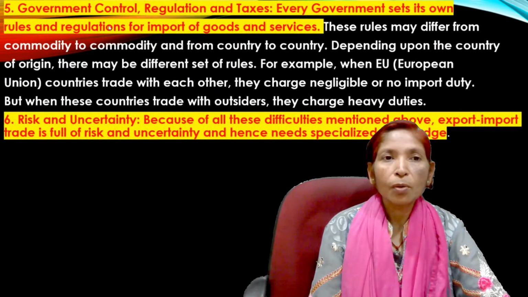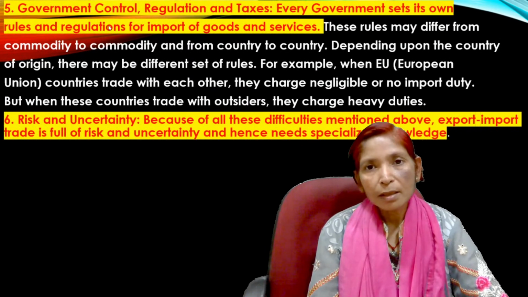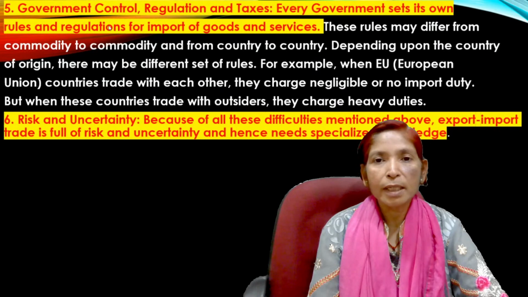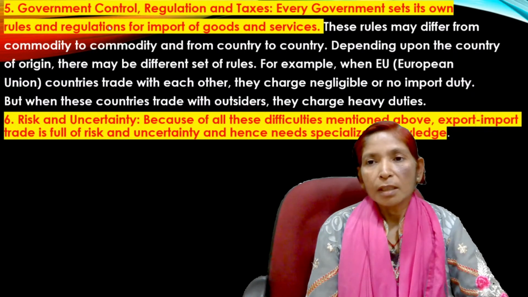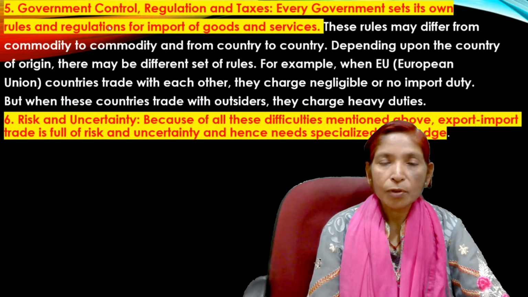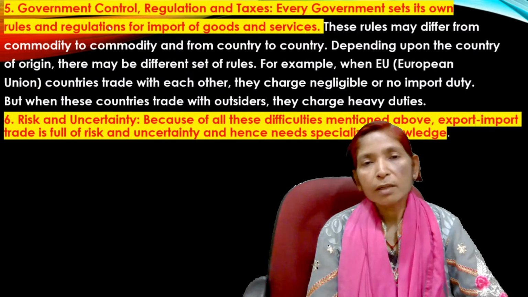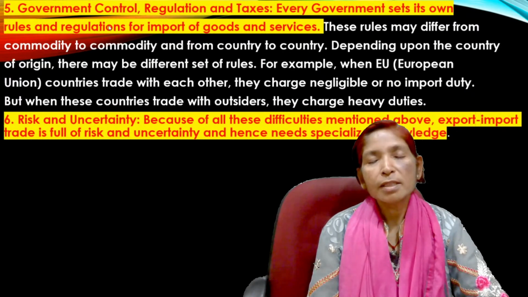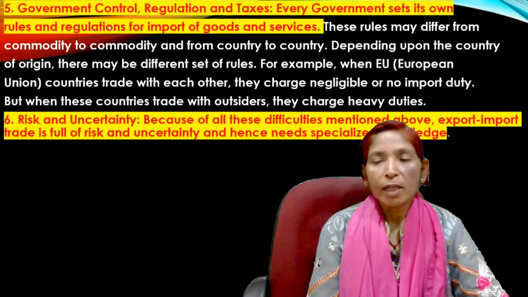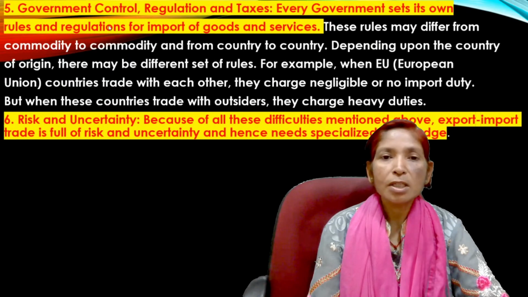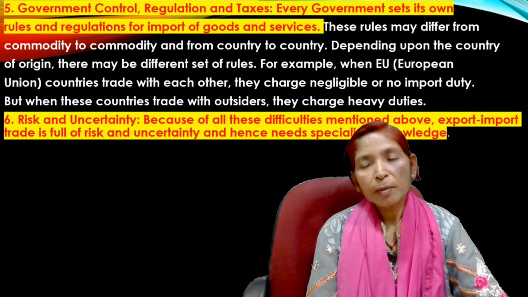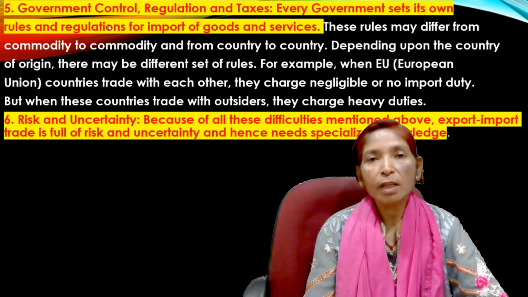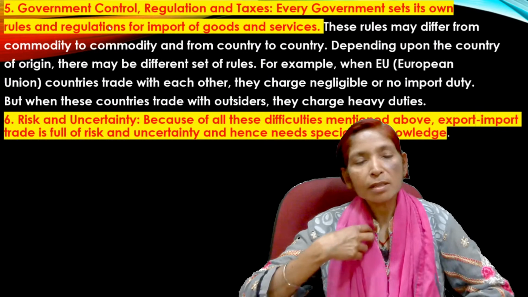Next is government control, regulations and taxes. Every government sets its own rules and regulations for import of goods and export of goods and services. These rules may differ from commodity to commodity and from country to country. Depending upon the country of origin, there may be different sets of rules. For example, when European Union countries trade with each other, they charge negligible or no import duty. But when these countries trade with outsiders, they charge heavy duties.